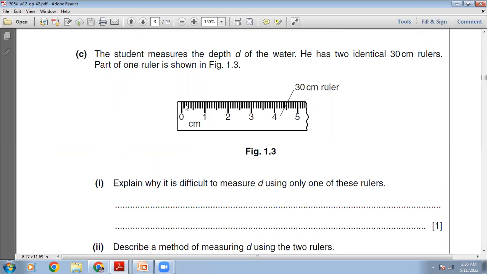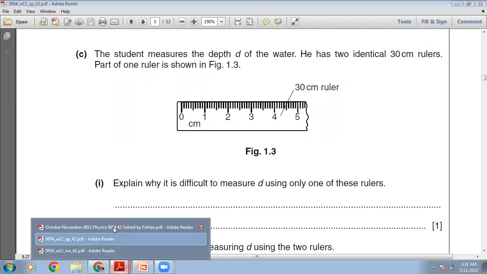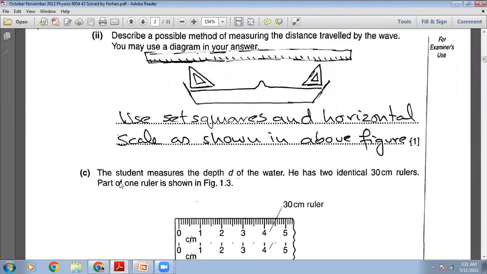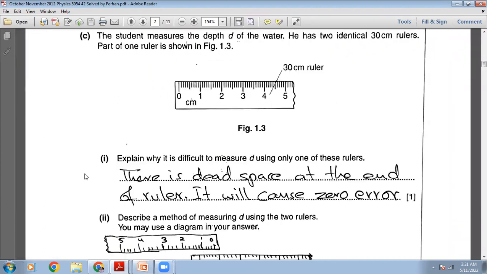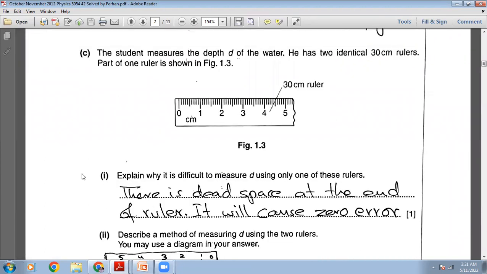So if you want to measure the depth, you cannot use this ruler. It will cause a little problem because at this end you can see this space. The zero, the graduation, the calibration is starting from here. But here you have some space which has no graduation. We call it dead space. So there is a dead space at the end of the ruler. It will cause zero error.